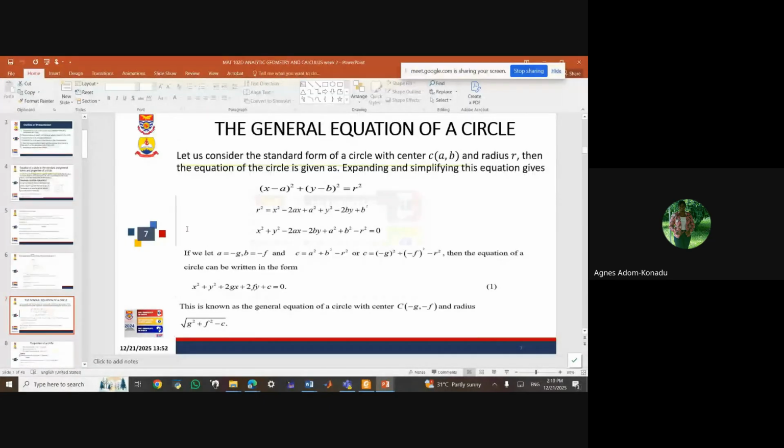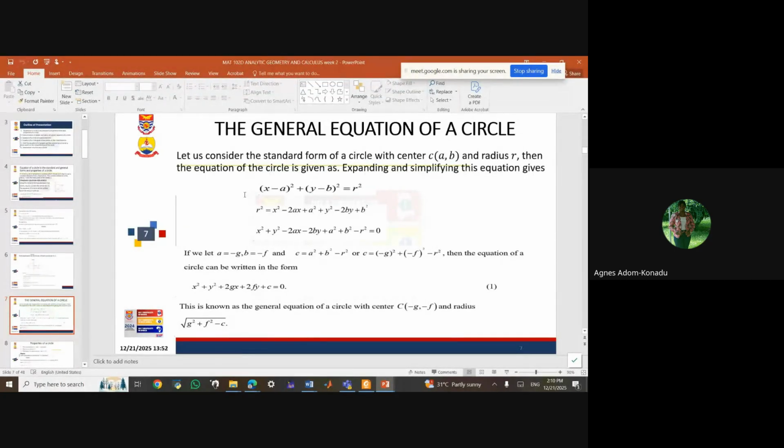Okay, I want to continue. So that is the standard form. Next we want to look at the general form of the equation of a circle. So let us consider the standard form of the equation of a circle with center (a, b) and radius r. The equation of the circle is given as x minus a squared plus y minus b squared is equal to r squared.